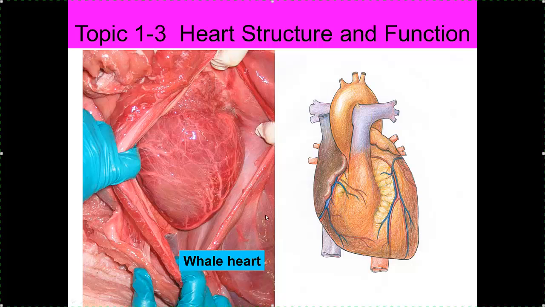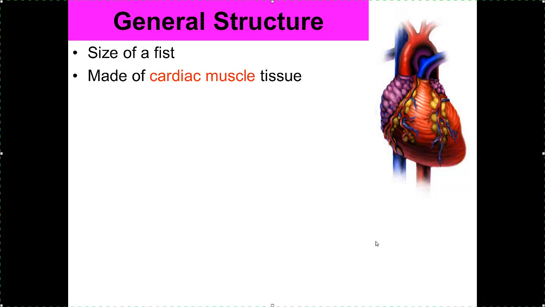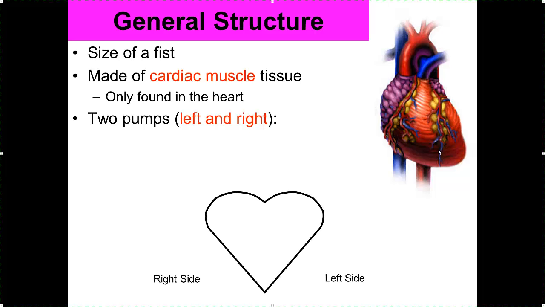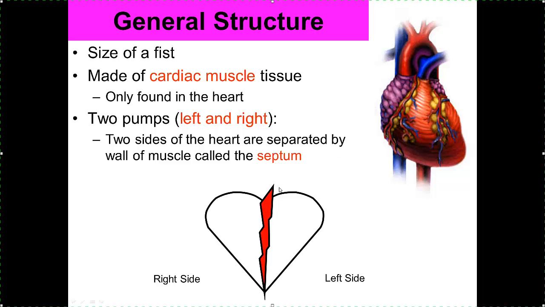So this is an example of a whale heart. It's relatively large. Your heart, however, is not nearly so large. Your heart is the size of your clenched fist. It is made up of a special kind of muscle called cardiac muscle. It's only found in the heart. We like to talk about the heart as being one pump, but really it's two. There is a pump located on the left and the right side. The two parts of the heart muscle are separated by this wall of muscle called the septum. Septum is just a Latin word for separation, or it's derived from the Latin word.